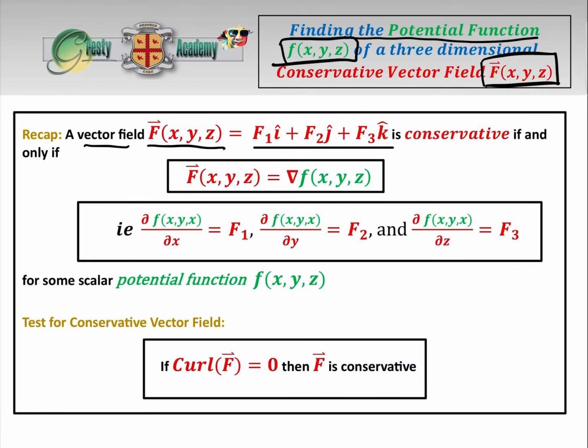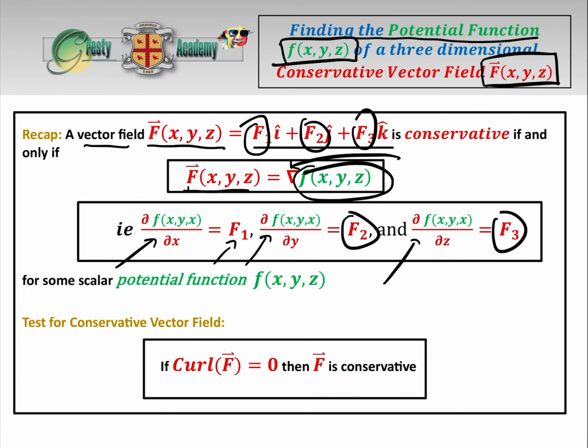It's conservative if and only if the vector is the gradient of some scalar function, which is our potential function, i.e. the partial derivative with respect to x of our function f is equal to f1, the partial derivative with respect to y is f2, and the partial derivative with respect to z is f3. Now what we did in the previous video was first test that it is a conservative vector field, and the test for that is if the curl of f is 0, then f is conservative. So that's a recap of what we did yesterday.